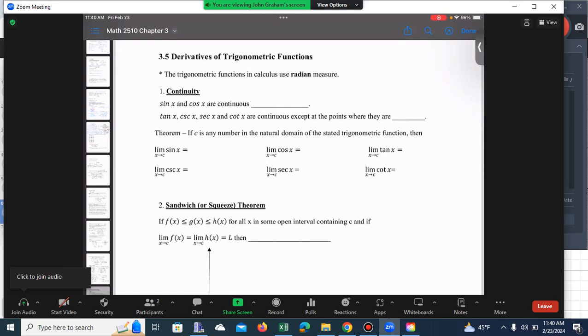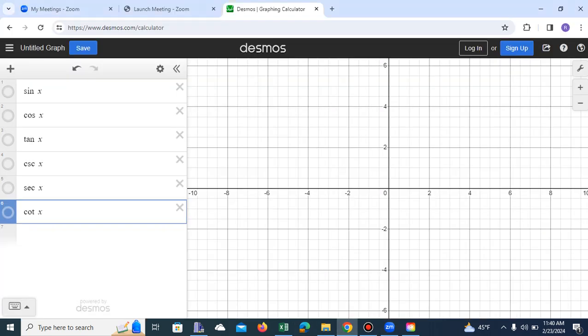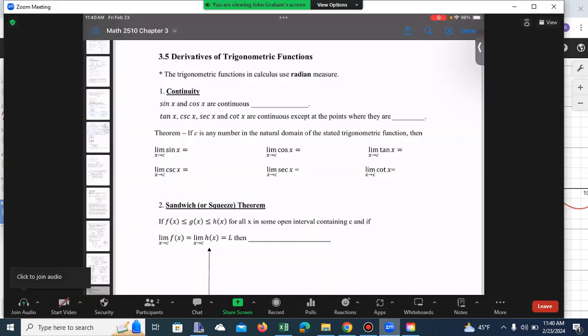First thing we have to look at is continuity. Sine x and cosine x. If we look at their graphs again, just to remember, sine x has this wave and it's a continuous function. Cosine similarly has a wave very similar to sine x. It's also a continuous function. So those two functions are both continuous everywhere.